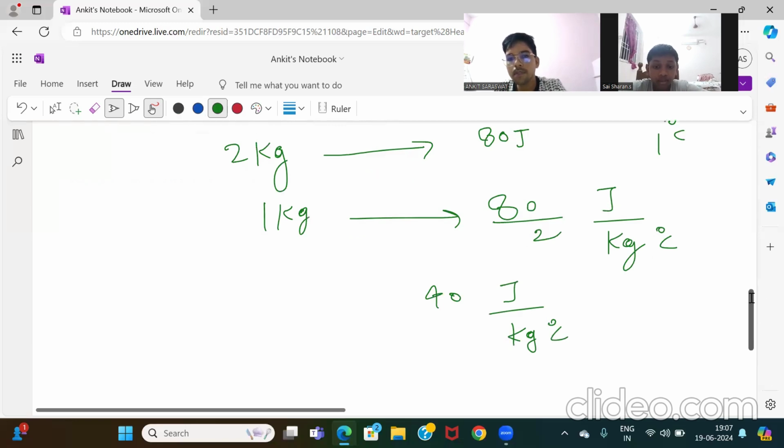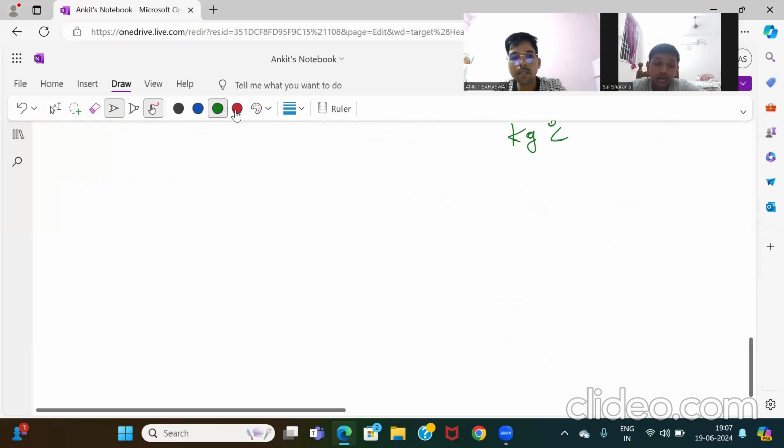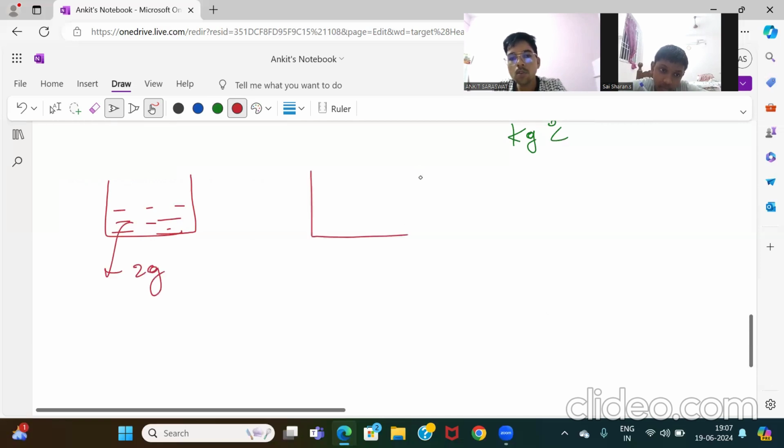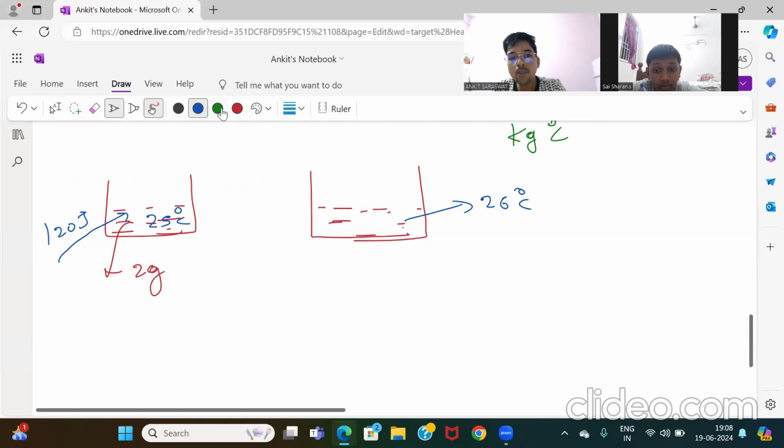Clear? See, again, I will explain with a simple example. If you have taken 2 gram of water, now for this 2 gram of water, I am giving 120 joule of heat. Initially the temperature is 25 degrees Celsius. Once I give 120 joule, the same water, 2 gram, reaches 26 degrees Celsius.